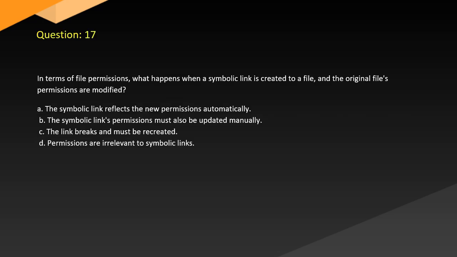Question 17. In terms of file permissions, what happens when a symbolic link is created to a file and the original file's permissions are modified? A. The symbolic link reflects the new permissions automatically. B. The symbolic link's permissions must also be updated manually. C. The link breaks and must be recreated. D. Permissions are irrelevant to symbolic links.